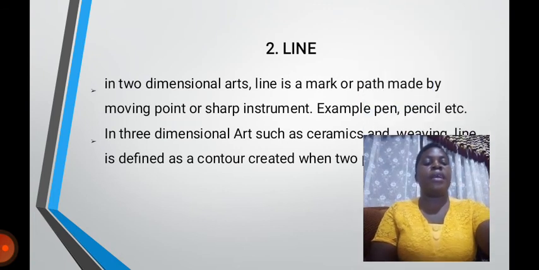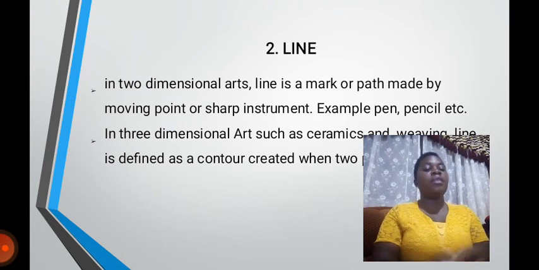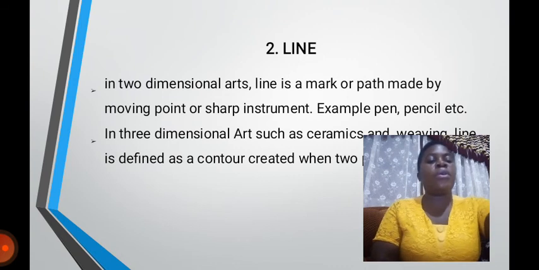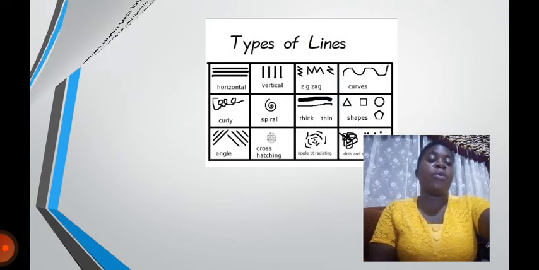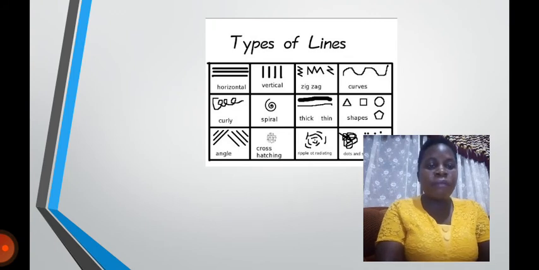Are we together? Like in weaving, when you put those strands there, they create lines. In a basket, don't you see their lines? So those are what we call lines or contours. You can look at the types of lines: we have horizontal, vertical, zigzag, and curves.